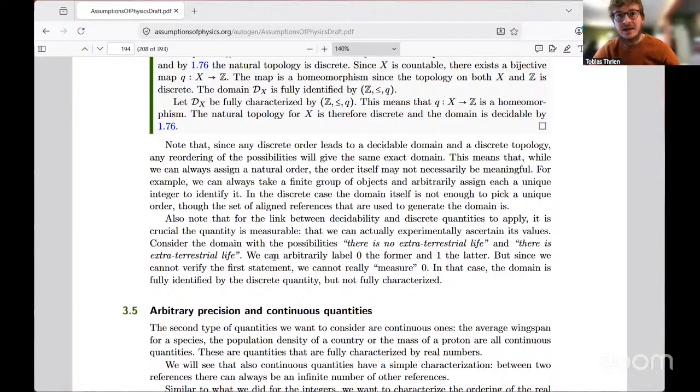Okay, that makes sense. Also note that for the link between decidability and discrete quantities to apply, it is crucial that the quantity is measurable, that we can actually experimentally ascertain its values. Consider the domain with the possibilities: there is no extraterrestrial life, and there is extraterrestrial life. We can arbitrarily label 0 the former and 1 the latter. But since we cannot verify the first statement, we cannot really measure 0. In that case, the domain is fully identified by the discrete quantity, but not fully characterized.